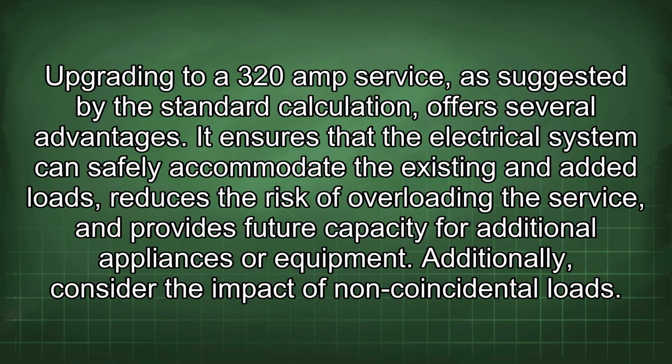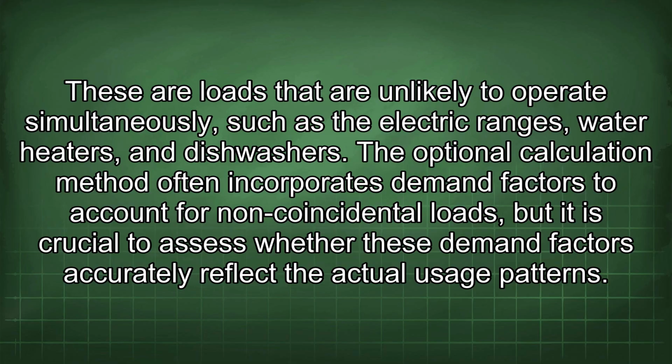It ensures that the electrical system can safely accommodate the existing and added loads, reduces the risk of overloading the service, and provides future capacity for additional appliances or equipment. Additionally, consider the impact of non-coincidental loads. These are loads that are unlikely to operate simultaneously, such as the electric ranges, water heaters, and dishwashers. The optional calculation method often incorporates demand factors to account for non-coincidental loads, but it is crucial to assess whether these demand factors accurately reflect the actual usage patterns.